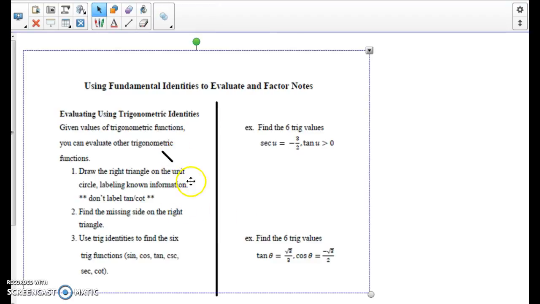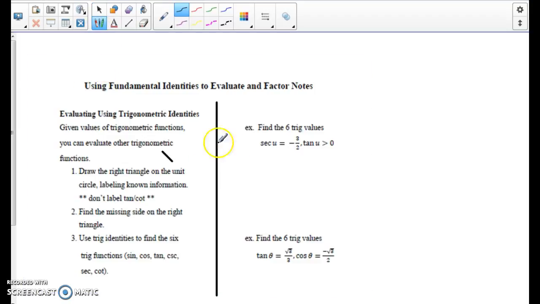So the first thing you would do is draw a right triangle on the unit circle, labeling all the information. And again, don't label the tangent and cotangent. That would be your last resort. So I'm going to go over here on the side and do the steps for this problem.